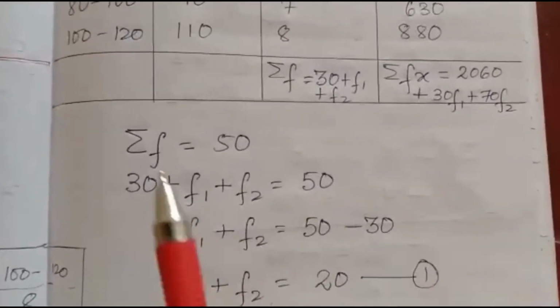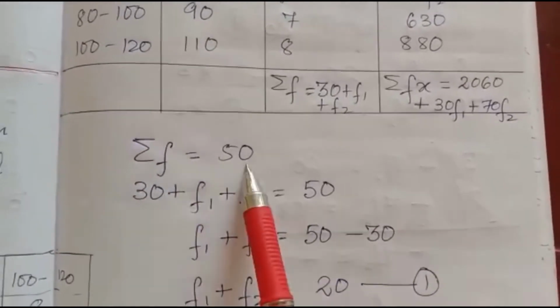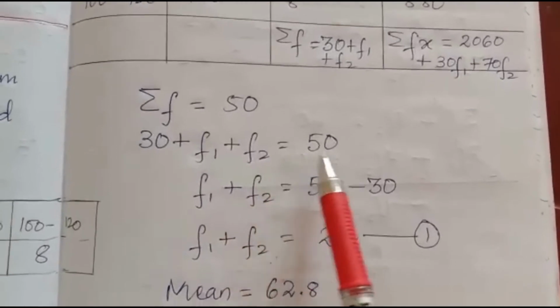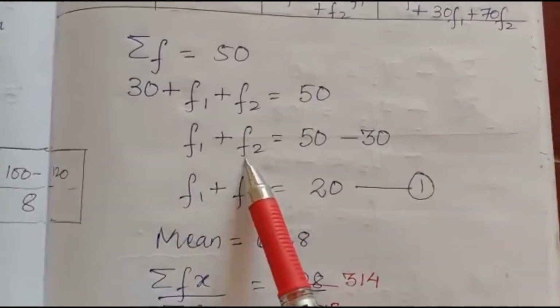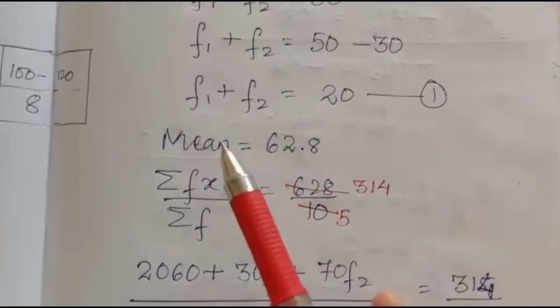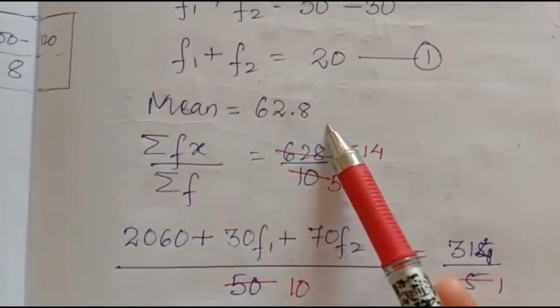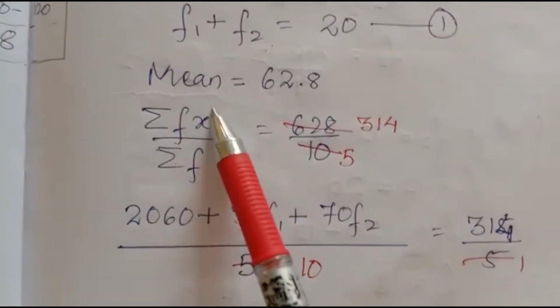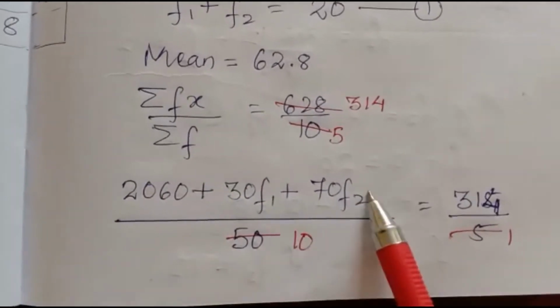So next, summation f is given 50. So summation f is 30 plus f1 plus f2, which is given 50. So f1 plus f2 is 50 minus 30, which is 20. This is equation 1. Now mean is given 62.8. So the formula is summation fx by summation f. So summation fx, its value is this one.